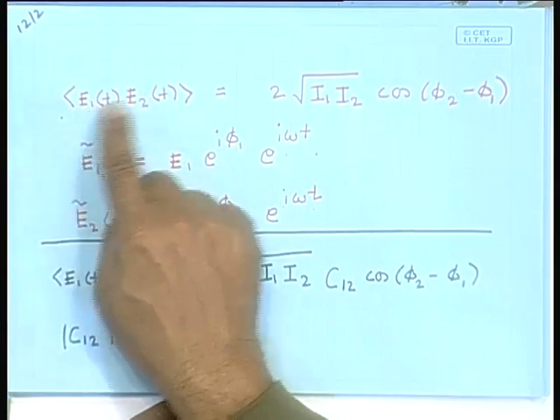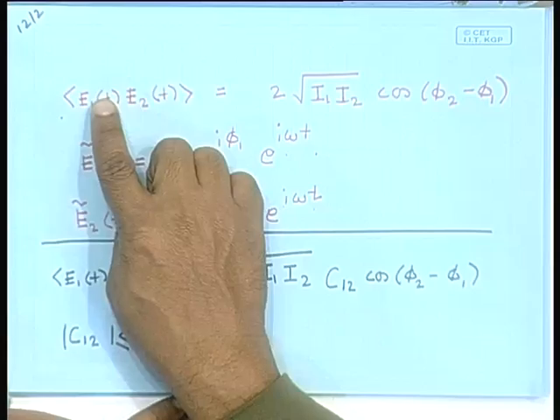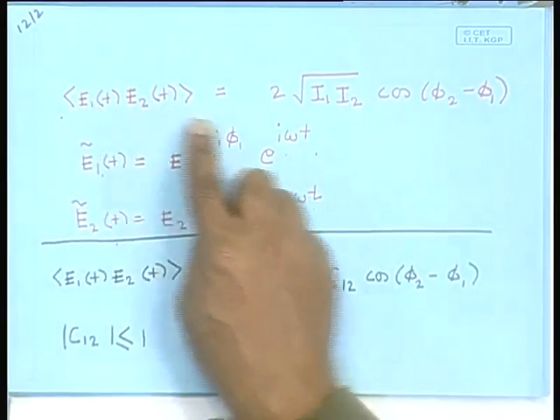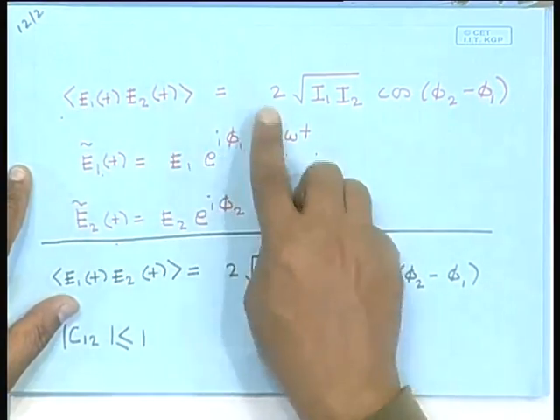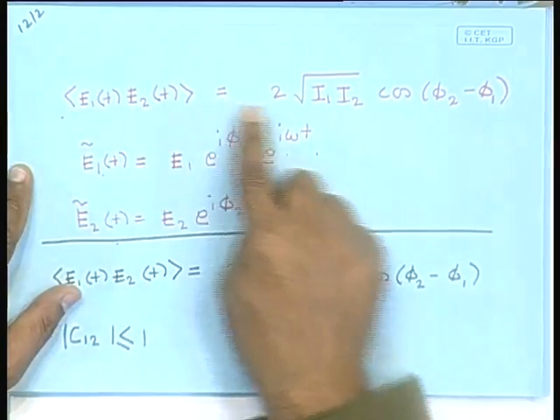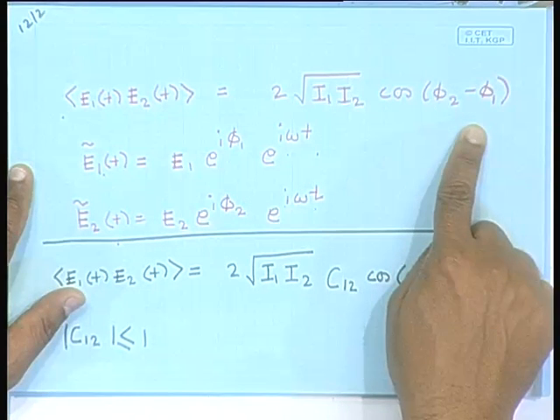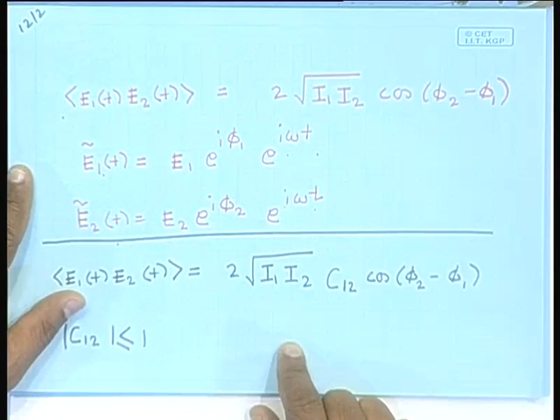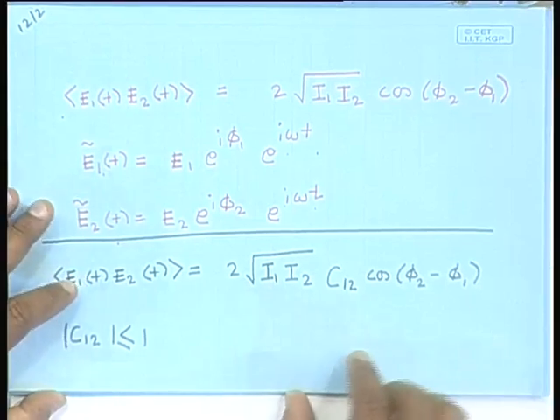So, it arises from the product of the two waves, the time average of this. In the situation where these two waves are purely monochromatic, pure sinusoidal waves of the same frequency, this time average gives us 2 root I1 I2 cos (phi 2 minus phi 1), and this is the term responsible for interference. Now, this assumption that each wave is a pure sinusoidal of a single frequency is never true. It is not possible actually to have waves of a single frequency. There will always be a spread in frequencies.